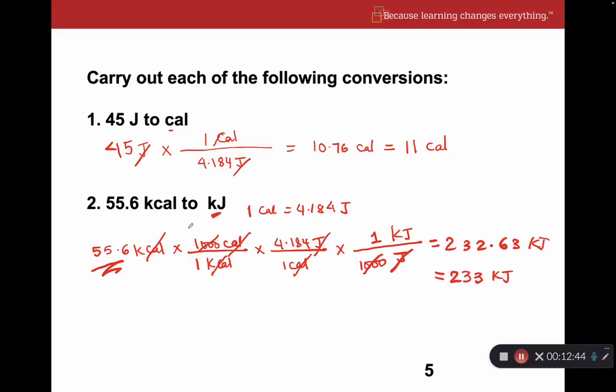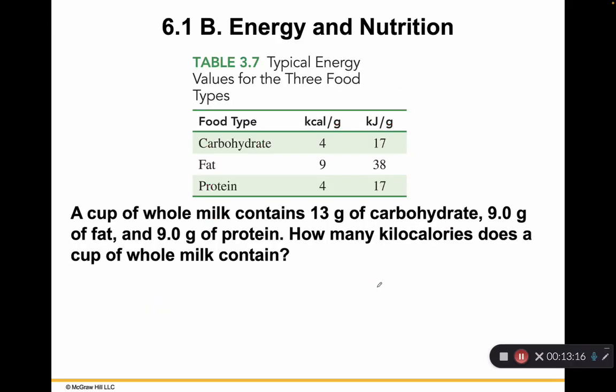Or if you remember that 1 kilocalorie is equal to 4.184 kilojoule, because you are multiplying by 1000 on both sides, it means you can directly write 55.6 kilocalorie times 4.184, which will give me kilojoule. And the answer will be the same, 233 kilojoule. Either way, you will get the same answer. With that, let's look at how we can calculate the caloric energy in a food. Let me connect this with something that we know.